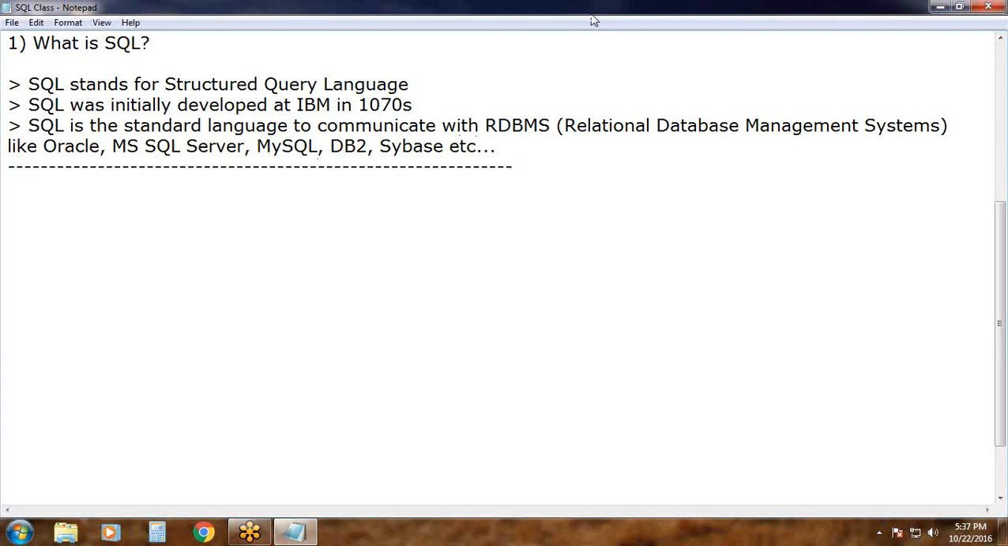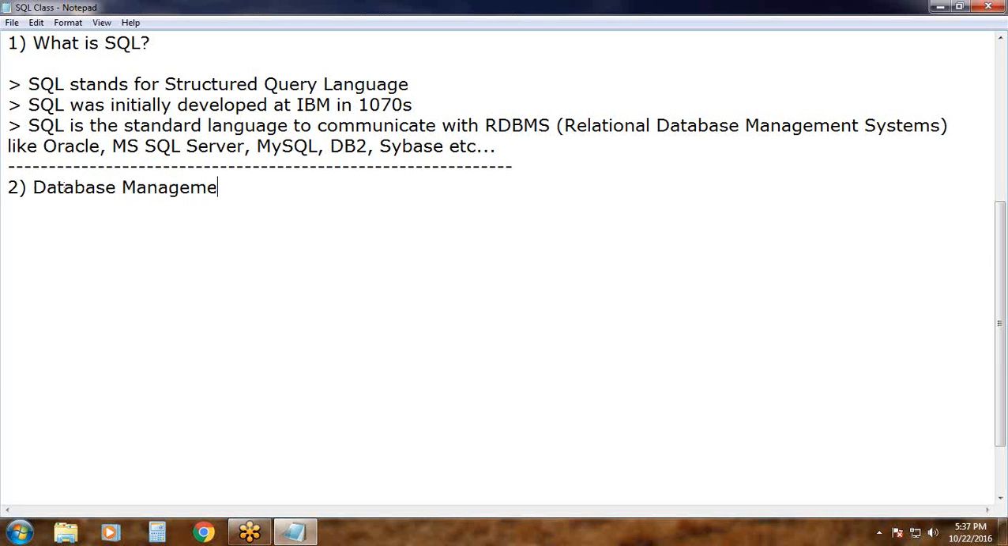Okay, now Vijaya, SQL. What is the difference between SQL and SQL Server? SQL is a language, a database language, whereas SQL Server is a relational database management system. Okay. Next, second topic, database management systems.